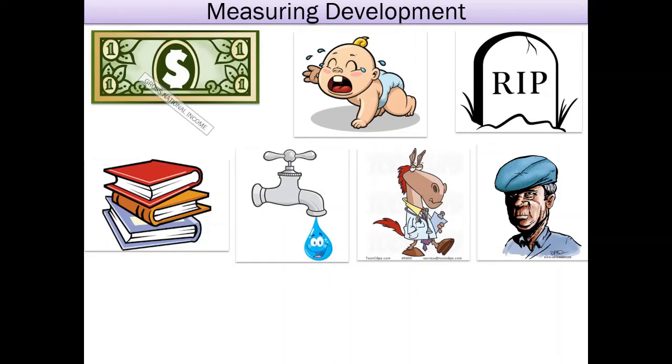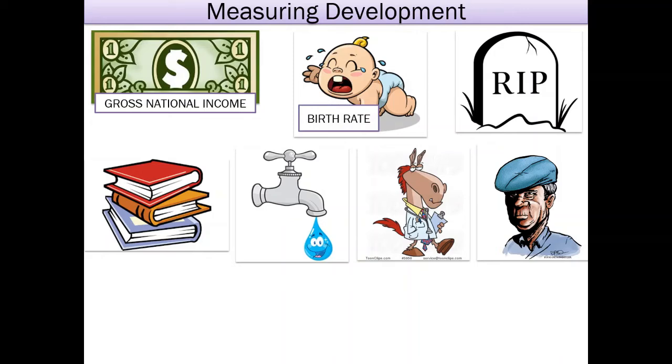The first one is gross national income, and we've just looked at this in our previous task where we looked at GNI in different countries. So that's the same, and we're looking at how much money people make on average each year within a country. The second one we're going to look at then is our birth rate, and that's how many babies are being born each year.